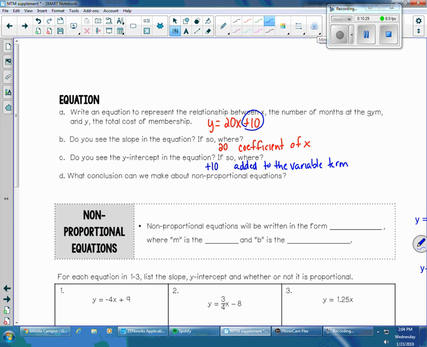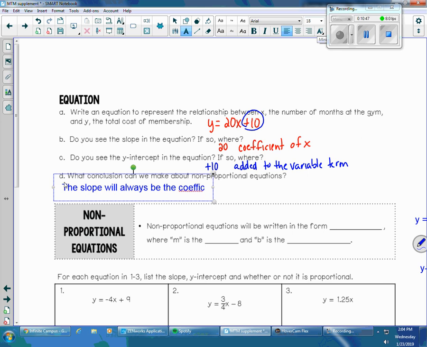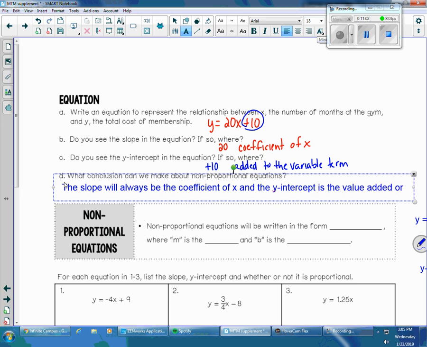What conclusion can we make about a non-proportional relationship? I thought I had this typed out before, but I apparently did not, and I apologize for that. The slope will always be the coefficient of x, and the y-intercept is the value added or subtracted.